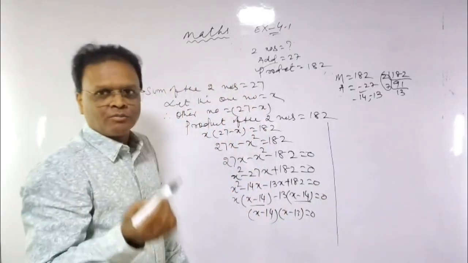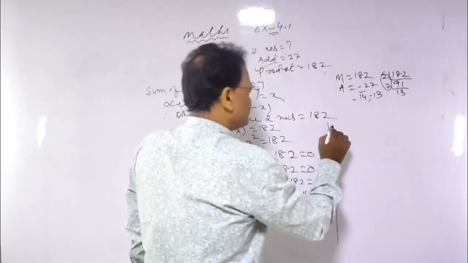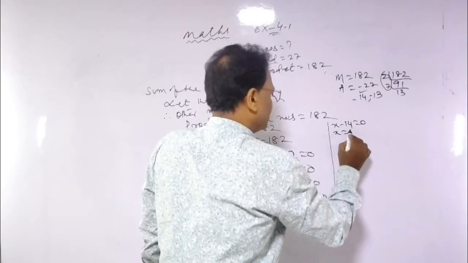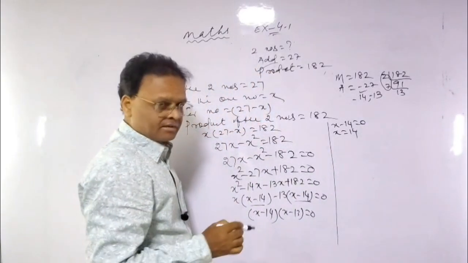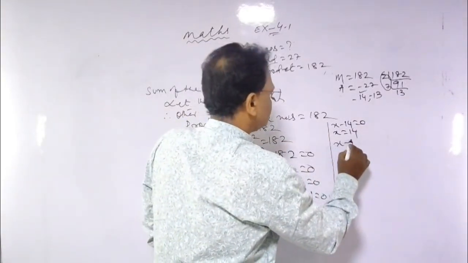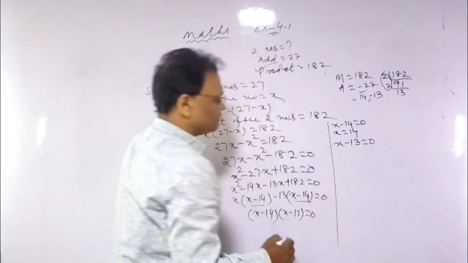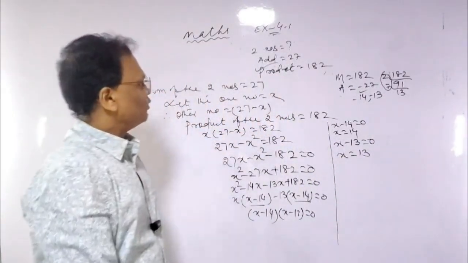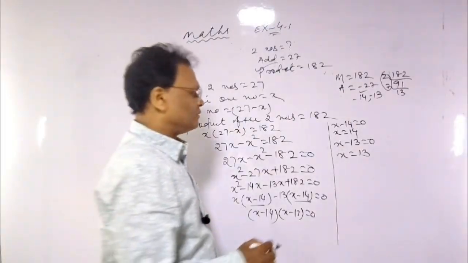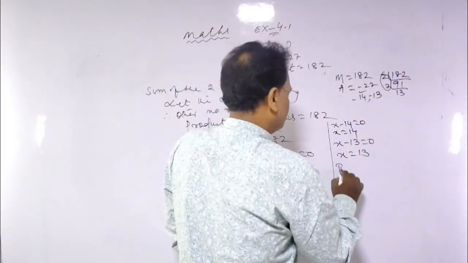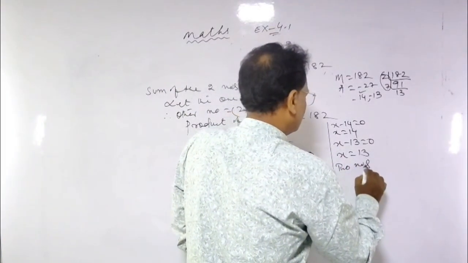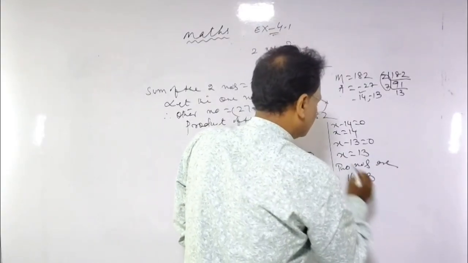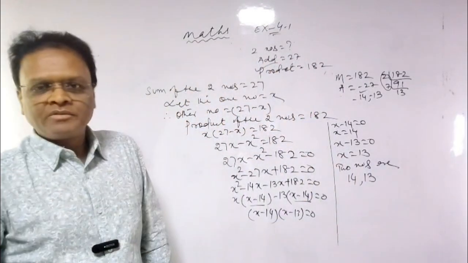Now I can take one rule. If x minus 14 is equal to 0, x will definitely be 14. And if x minus 13 is equal to 0, my x value is equal to 13. So what are the two numbers? Therefore, the two numbers are 14 and 13. I hope you understood.